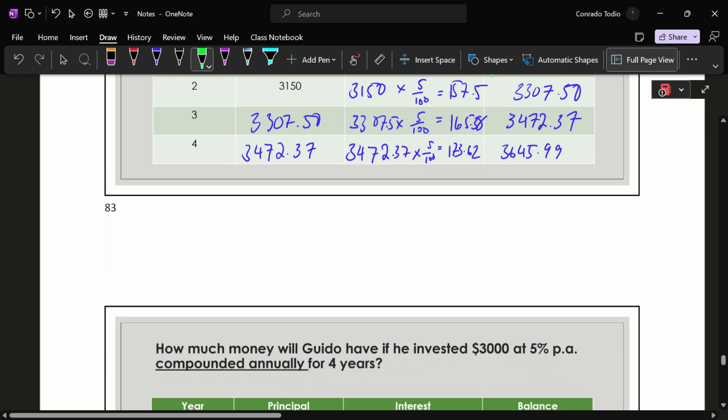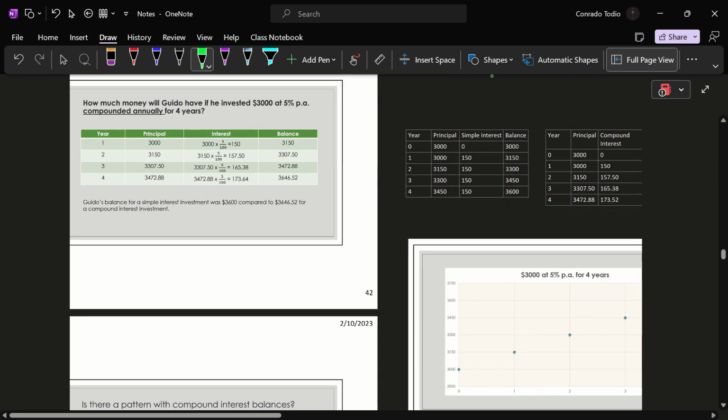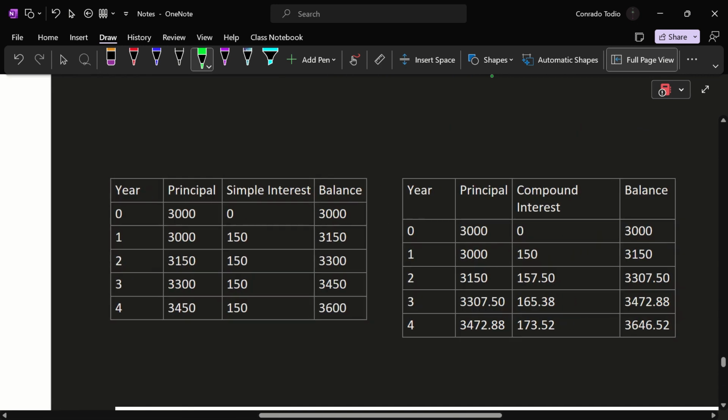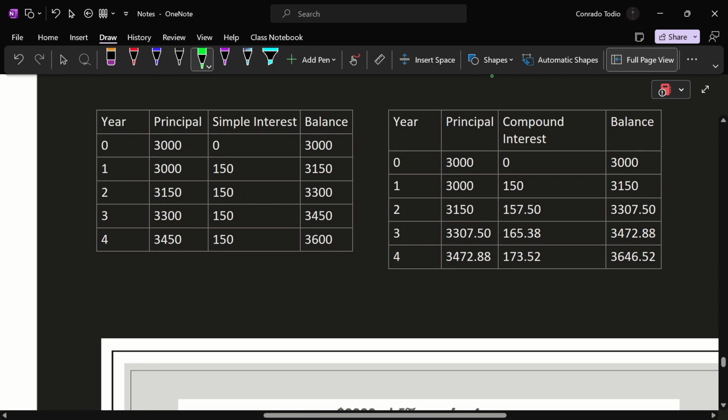Cool. It's slightly different because of the rounding. So if I was to put that in a table, this is what we have, yeah? Again, slightly different to what you have, but that's okay. This is what we have here.